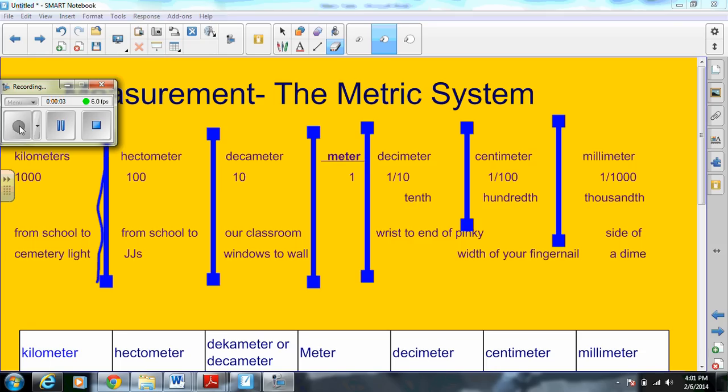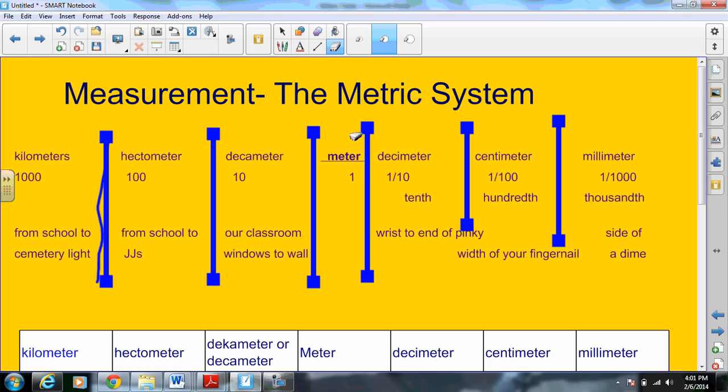Hi, today we're going to review all the things we know about measuring length in the metric system. Just to review, there are some unit words we know that measure length. Kilometers is the largest and it's worth 1,000 meters.